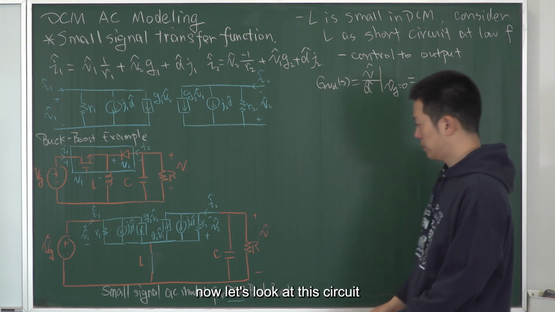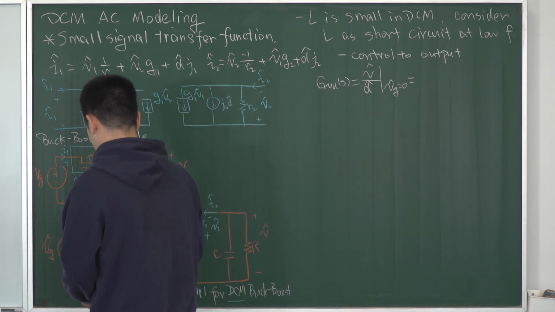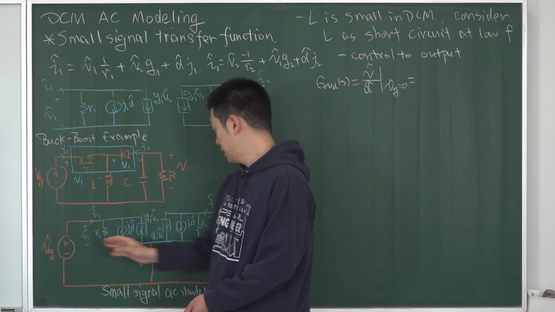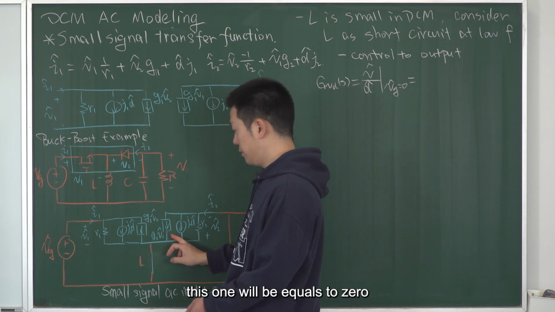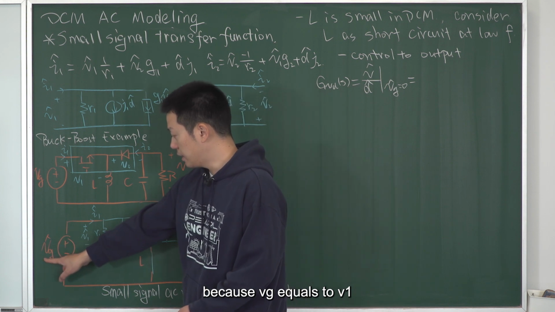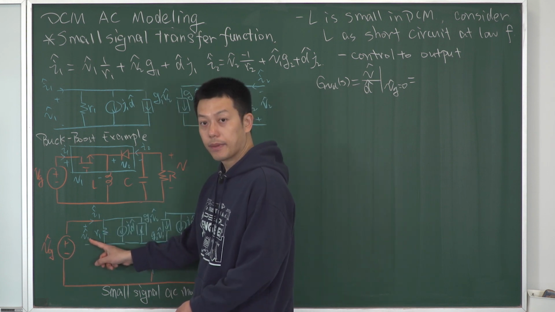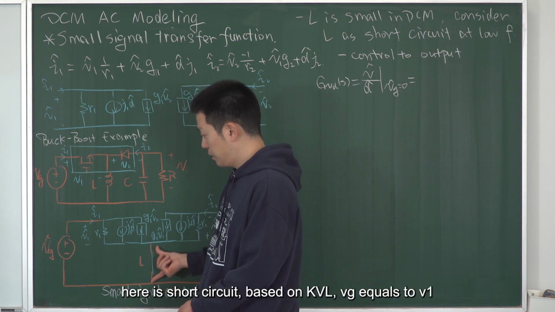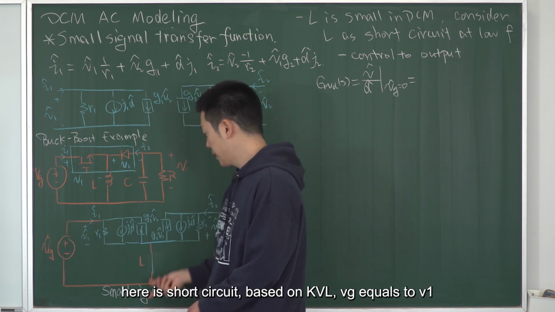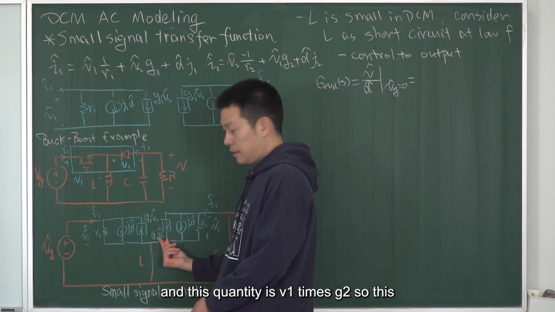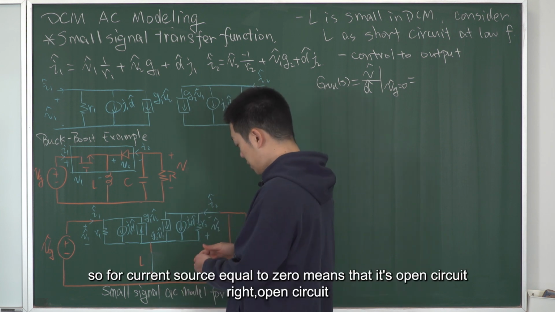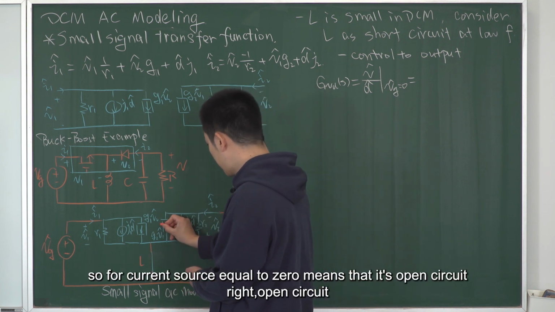Now let's look at this circuit. If the line input is 0, then on the output port, this one will be equal to 0, because VG equals to V1. Here is a short circuit, right? Based on KVL, VG equals to V1, and this quantity is V1 times G2. So this current source will be equal to 0, which means that it's an open circuit.